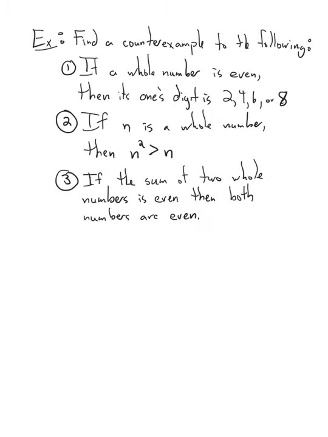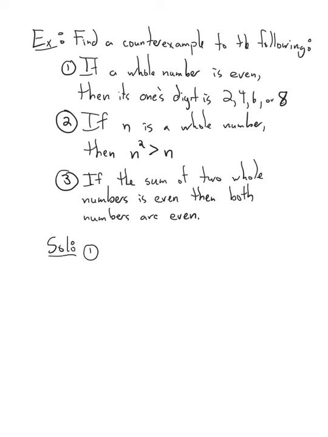So here are 3 if-then statements. They're all false conditional statements. So I want you guys to pause the video now and see if you can come up with a counterexample for each of these if-then statements. Find a situation where the if part is true, but the then part is false. Okay, now that you're back, let's have a look at these.